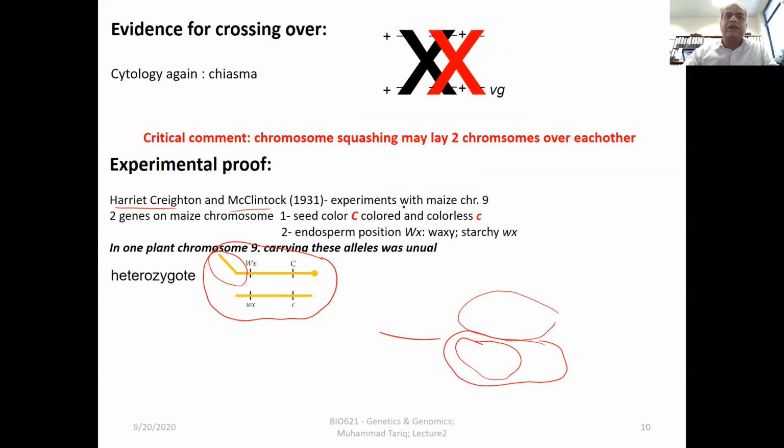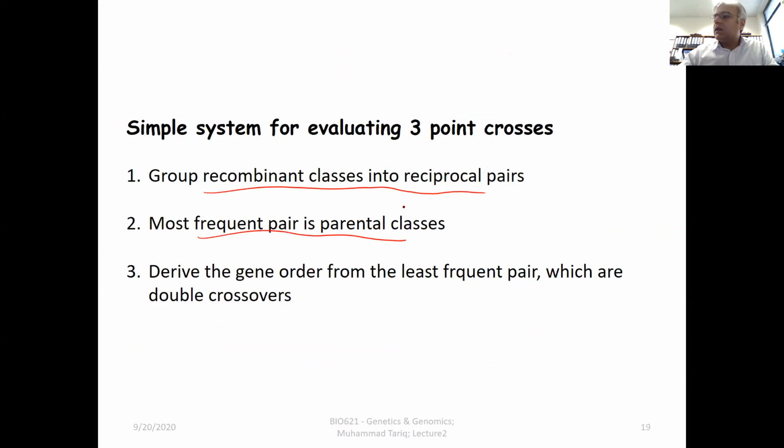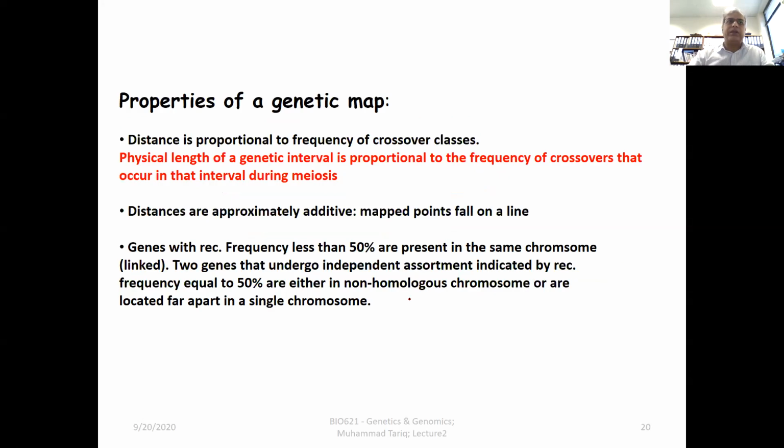And you derive the gene order from the least frequent pair, which is basically the double crossover. That's how you resolve it. So when you draw a genetic map, we just saw, for example, vermilion, cut, cross-veinless. Remember, the physical length of a genetic interval is proportional to the frequency of crossover.